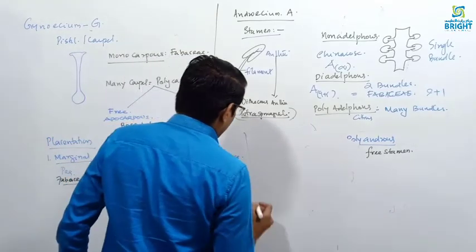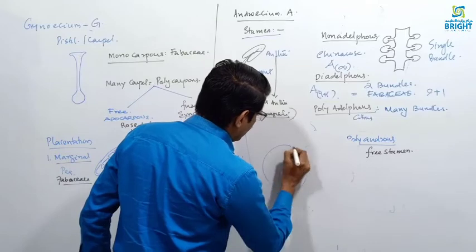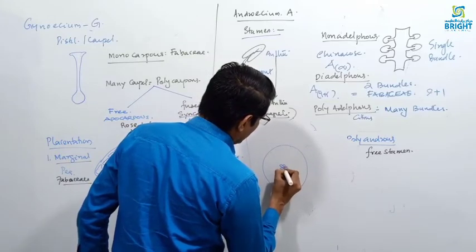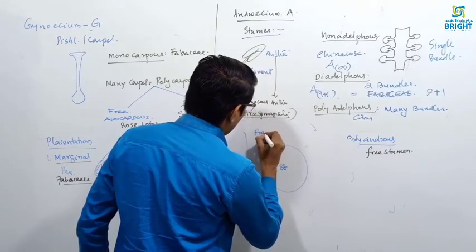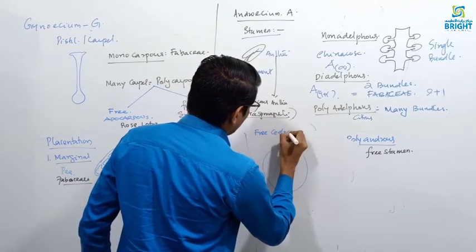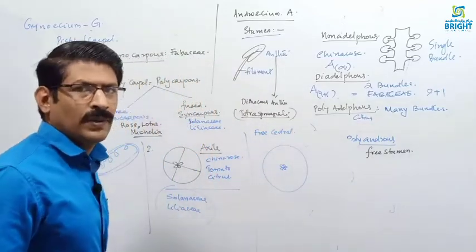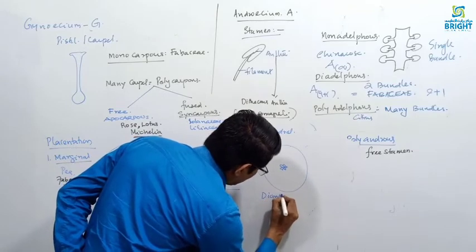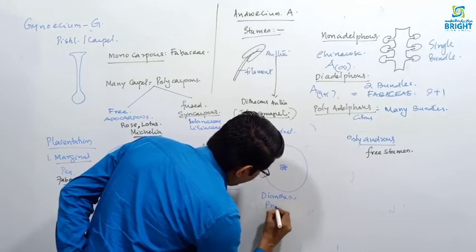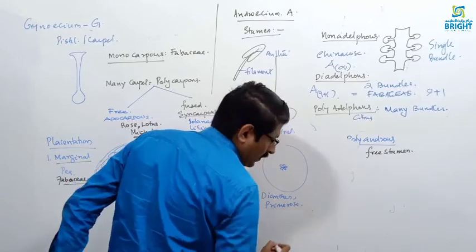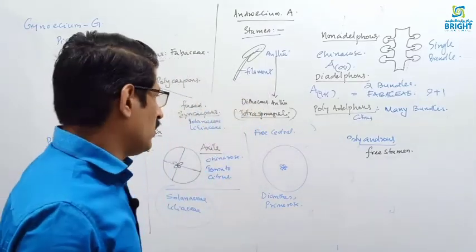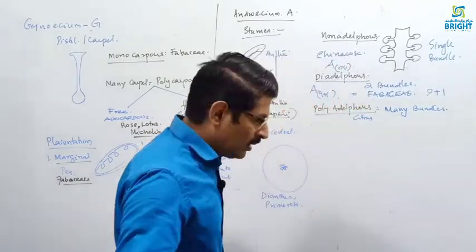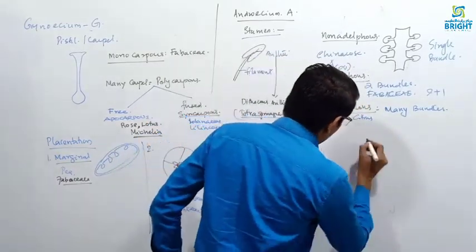And in the third type, the ovary is not divided into different chambers, there is no locule, and the ovules are attached freely on the center. That is called free central. Free central. The examples are Dianthus and primrose.